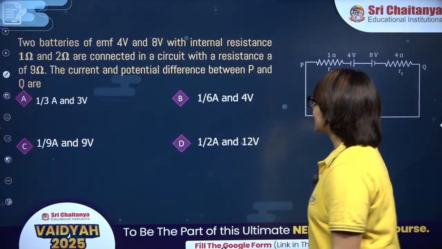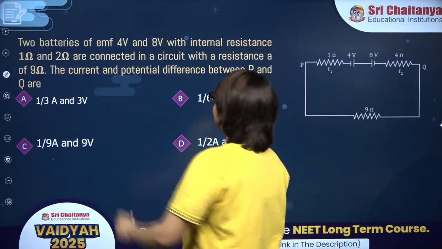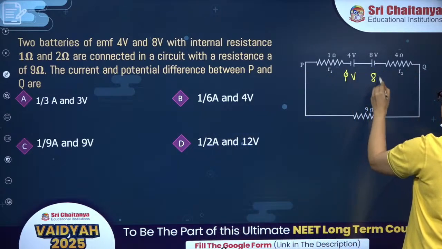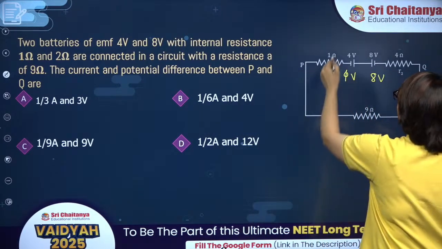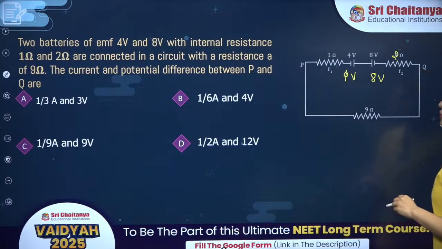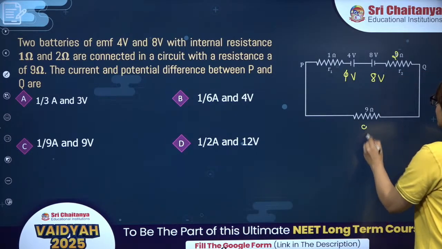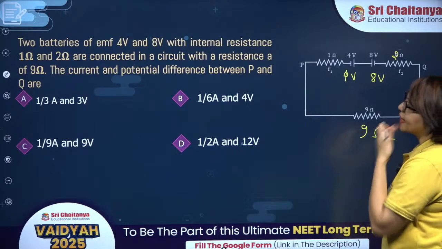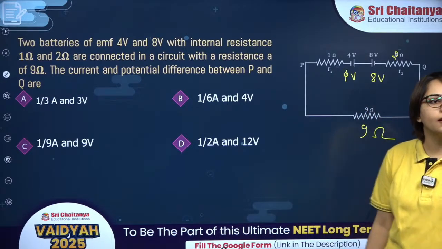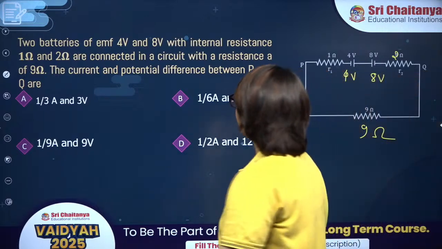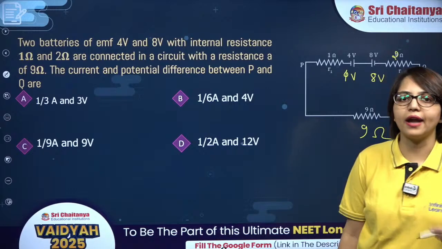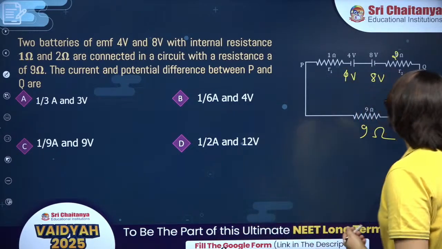Right, so let's start with the session. We have two batteries of EMF 4 volt and 8 volt with internal resistance 1 ohm and 2 ohm, connected in a circuit with a resistance of 9 ohms. The current and potential difference between P and Q are? Try this one everyone. What is the current in the circuit as well as the potential difference between point P and Q? Try this one.